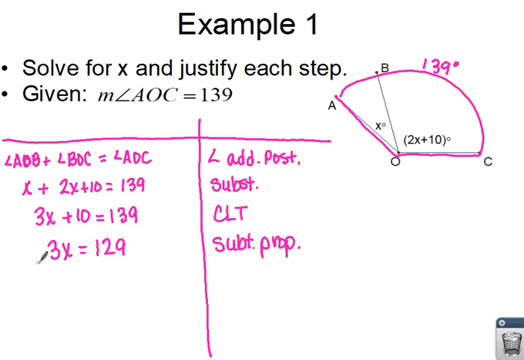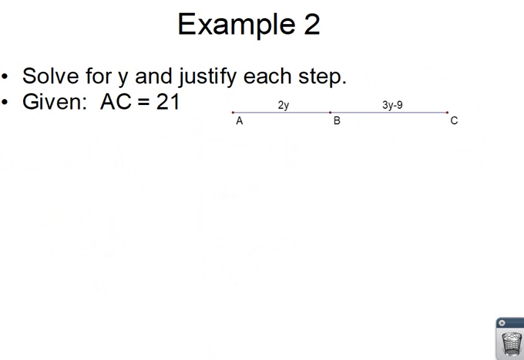Now I just need to get x by itself, so I'm going to divide by 3. So that would be 43 over here would be division property. That's a proof. That's an algebraic proof, actually. But that's what you're going to be working on. All right, let's do this one.